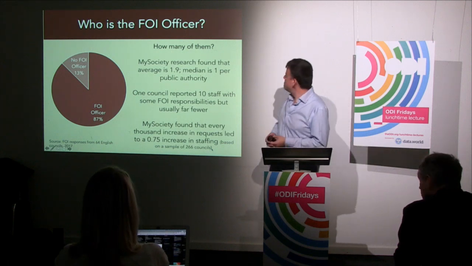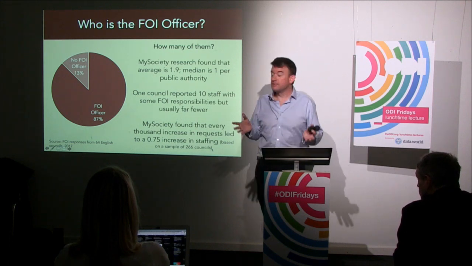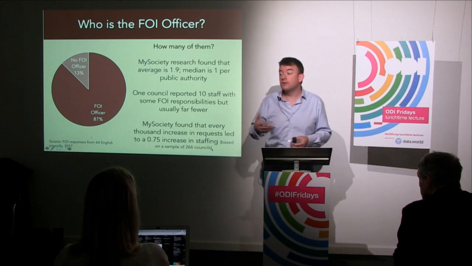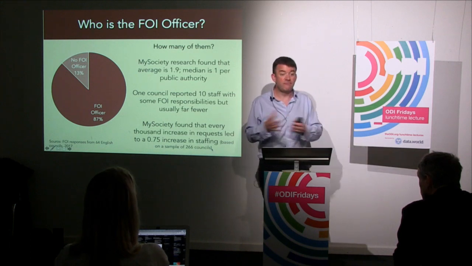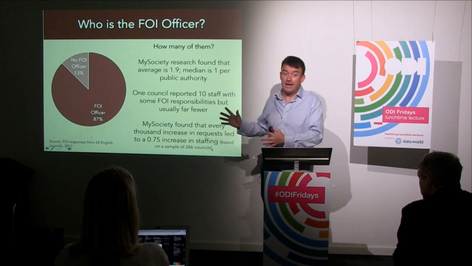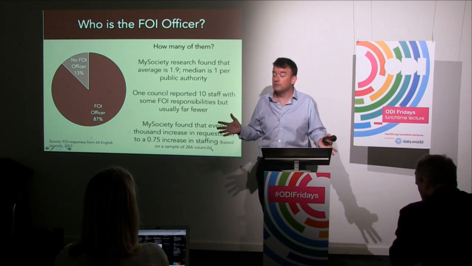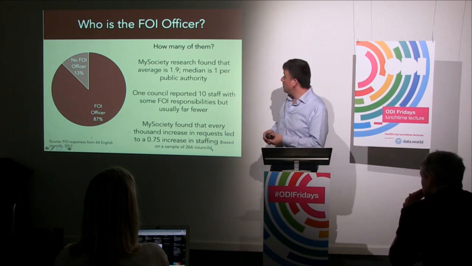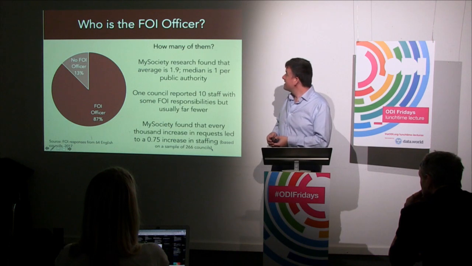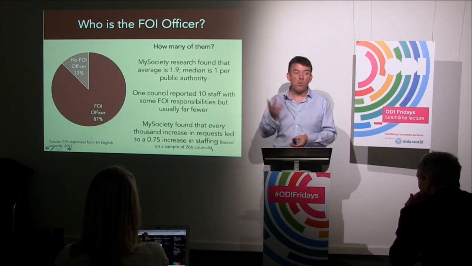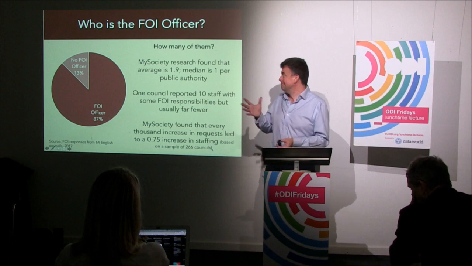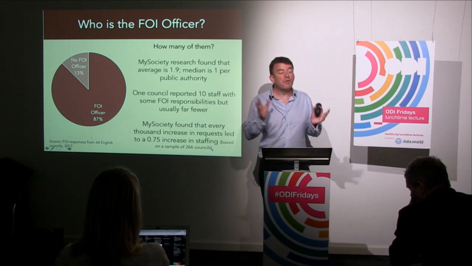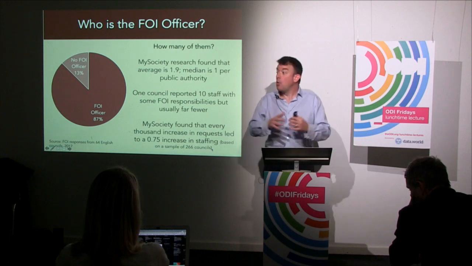What else can we say? Well, how many freedom of information officers do public authorities have? The research that I did happily coincided with the research that my society did. We found very much the same thing. They obviously had a much wider range of councils that they were contacting, so their data is much better than mine. But we found the same things anyway. Basically, the average is about 1.9, so call it 2. We'll round it up to 2. The average is 2, but that's because some authorities have quite big teams.